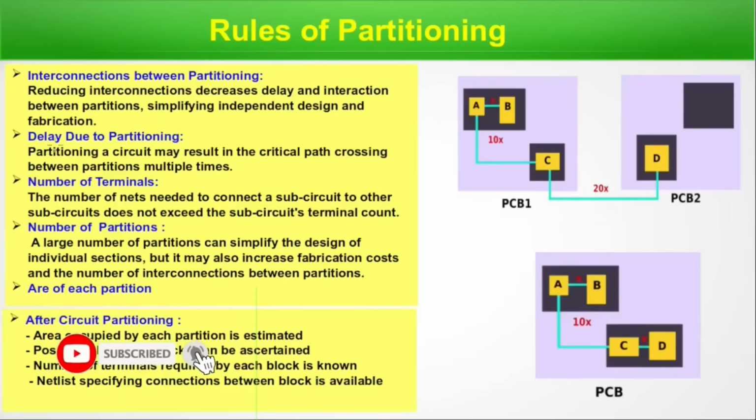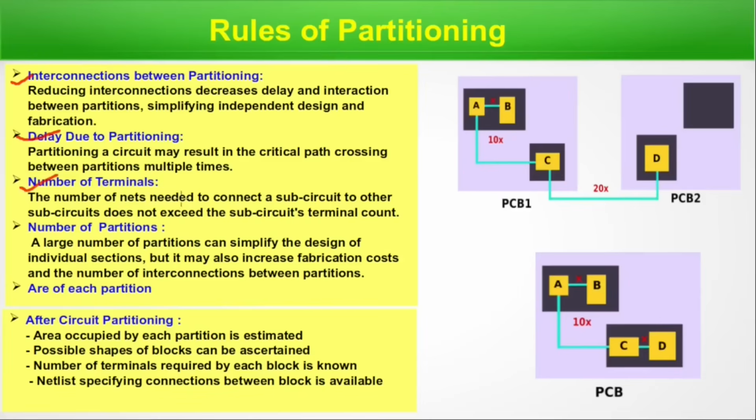Now, rules of partition. We can do partitioning, but there should be a constraint. There are some rules we have to follow. There are some points we need to take care of, like interconnections between partitions. Reducing interconnection decreases delay and interaction between partitions, simplifying independent design and fabrication. So, interconnection between partitions, we have to keep that less, because more interconnects means more delay and more reliability issues. Partitioning a circuit may result in the critical path crossing between partitions multiple times. That might increase the delay.